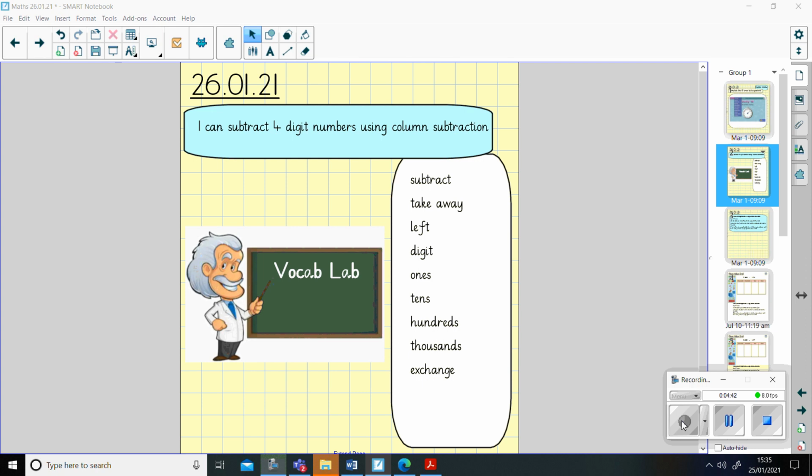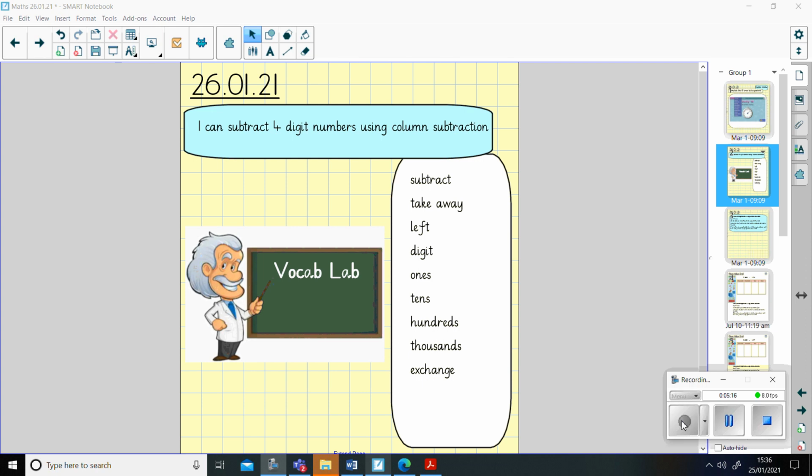Okay, so in our learning yesterday, we were learning how to add 4-digit numbers using column addition. Today, we're going to use column subtraction, so the opposite of addition, to subtract 4-digit numbers. We're going to use some key vocabulary and some of them are listed here. We've got subtract, take away, left, digit, ones, tens, hundreds, thousands, and exchange.